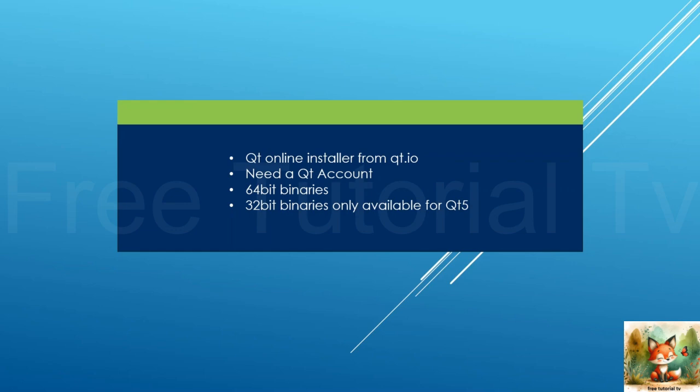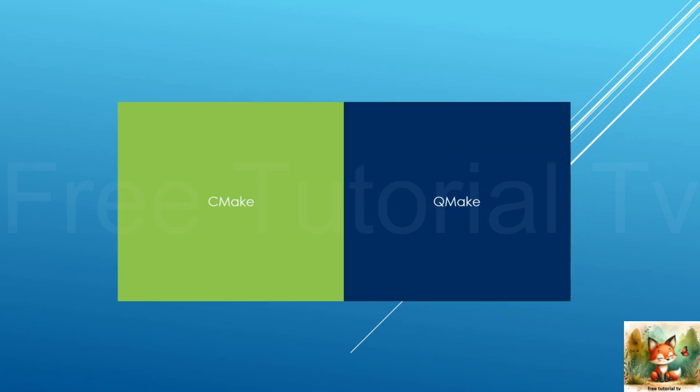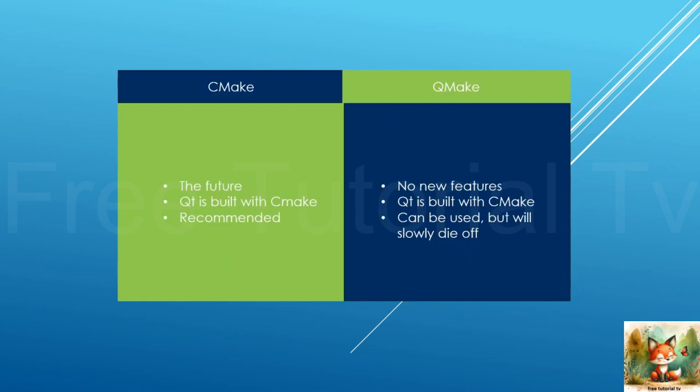For now, in the course, we're just going to use the Qt Online installer. It's going to make our life easy. Once we have the Qt framework installed, we have two options to build our projects. We can either use CMake, which is a build system, or QMake, which is another build system from the Qt company. Now, what are the differences between these two build systems?